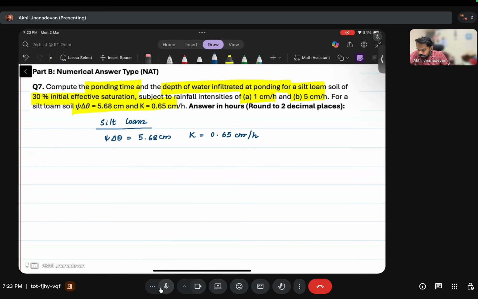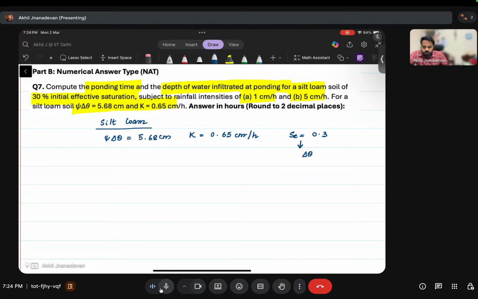SC is given, right? SC is given as 0.3. So SE can be used to find delta theta. We know the relation we had already used in the previous lecture.